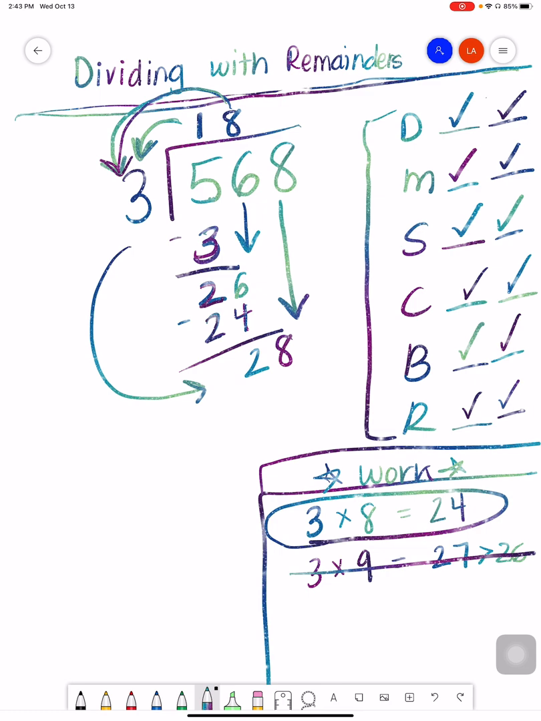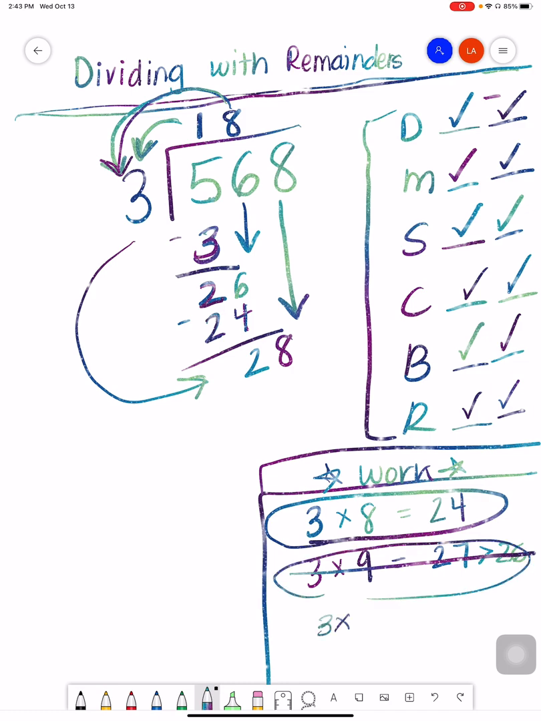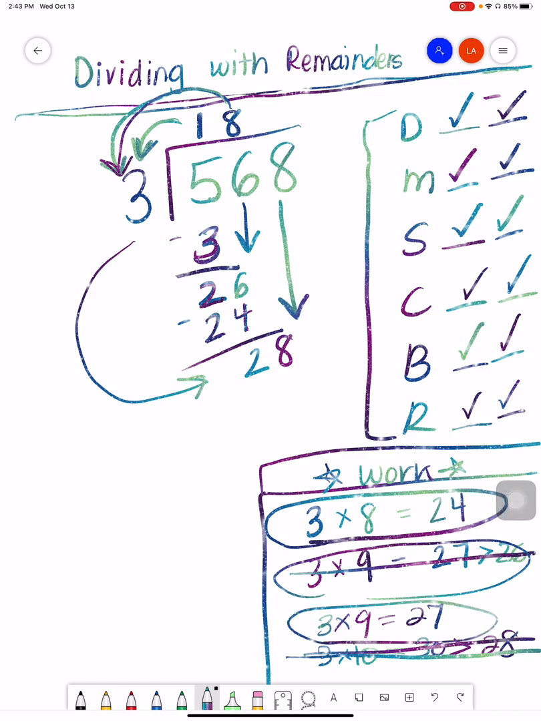Now I'm going back to division. I'm going to put a little line here. All right, so now how many times does 3 go into 28? Well, I know here I have 3 times 9 equals 27. 3 times 10 equals 30. And 30 is larger than 28, so it can't be that one. It's got to be this one. So I say 9 above the house, because 9 times 3 equals 27.